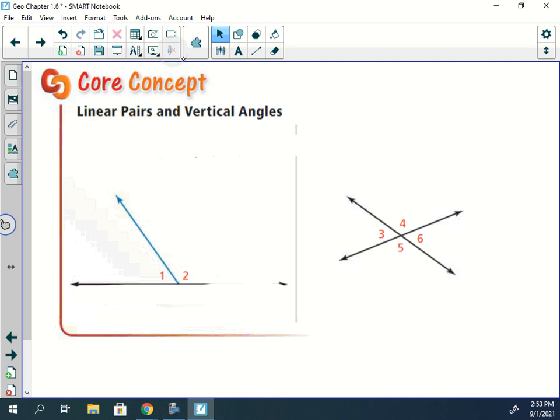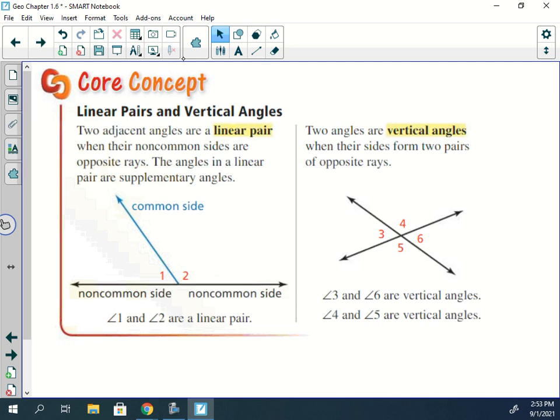So I'm going to show this here. If you want to write all this down, I'll give you time later. But the main thing with linear pairs is that they have non-common sides that are opposite rays, and the angles in a linear pair form supplementary angles. Well, when we look at this picture, what do the two angles make? A line, yes? If two angles make a straight line, then they are a linear pair. Well, linear, what are the first 4 letters in linear? Line. It's two angles that make a line.